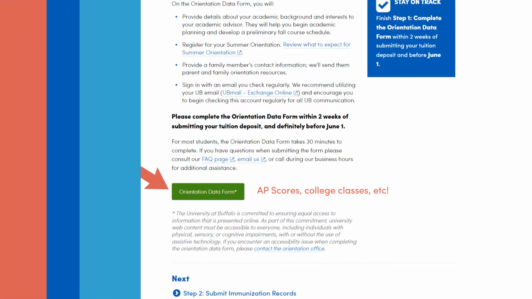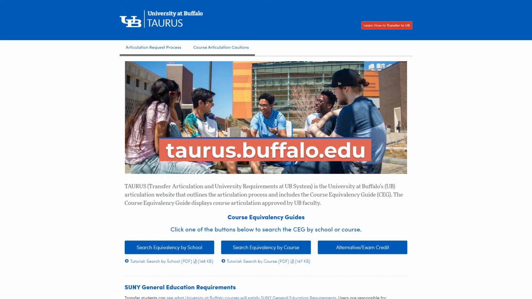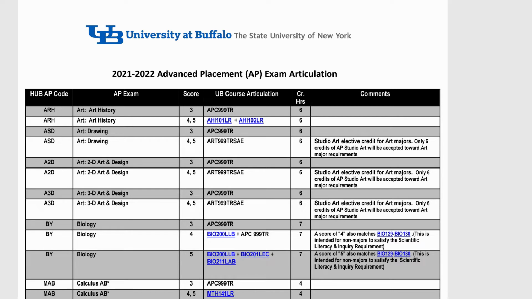So let's talk about the AP credit chart. Taurus.buffalo.edu shows AP credit as well as how many college classes transfer in, which we'll go over soon. To get to the AP credit chart, head to Taurus.buffalo.edu. Click on Alternative Exam Credit, and then on this page, UB AP Articulation. Bear in mind the AP credit chart I'm showing here is based on 21-22 test scores, which is subject to change.